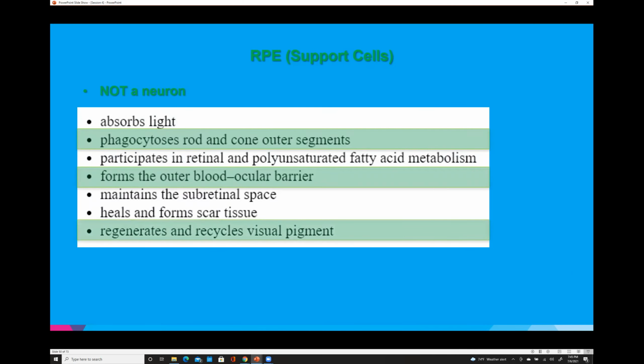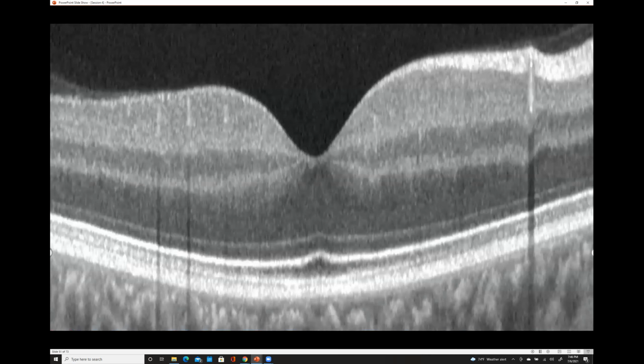And then, of course, it regenerates and recycles visual pigment, which it does with the phagocytosis of the rod and cone outer segments. This regeneration happens in the interdigitation zone, with the apical processes going around the outer segments like fimbriae. So where is he? He's down here. Easy, you know that. Okay, RPE Bruch's complex. That's what we call him there, but that's where he lives.